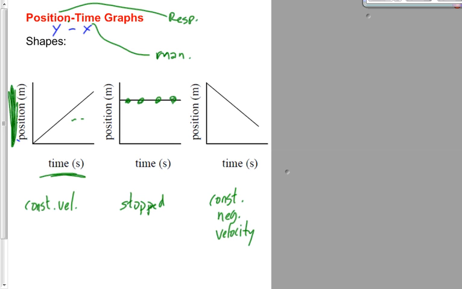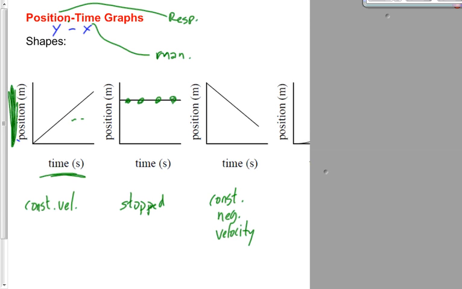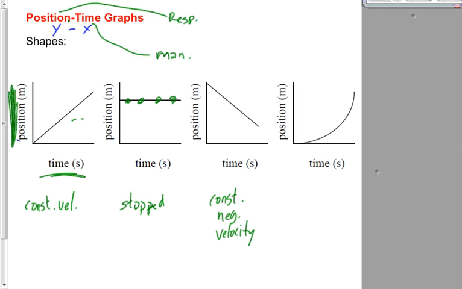Right now, if that's positive, this is a positive velocity. Right now, that direction is negative. This is a negative velocity. It doesn't matter which way you're facing. What matters is which way you're moving with your frame of reference here. So constant negative velocity, you're going at a constant velocity, but you're going in the negative direction.